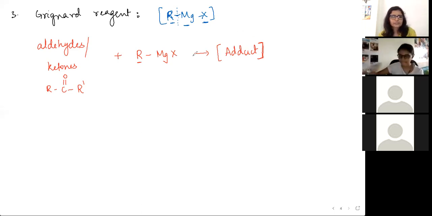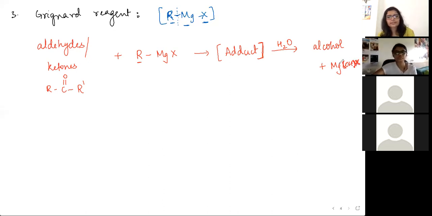Okay. So there's an adduct that will be formed, and treating this with water gives you alcohol, plus your byproducts are MgOHX. Magnesium has a valency of +2. So one is satisfied by the halide ion that's already there, and for the other you just have a hydroxide ion. For example, I don't want to use R dash because there'll be too many R's and it'll get confusing. So I'll take a very specific example for this.